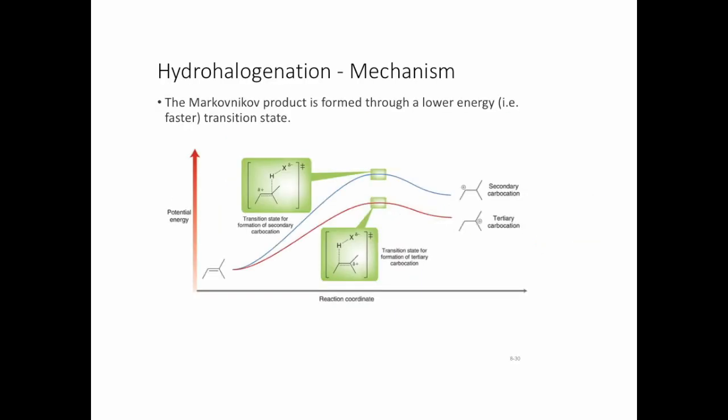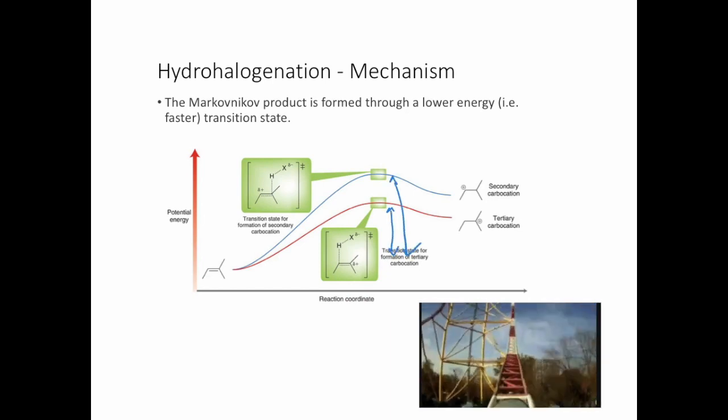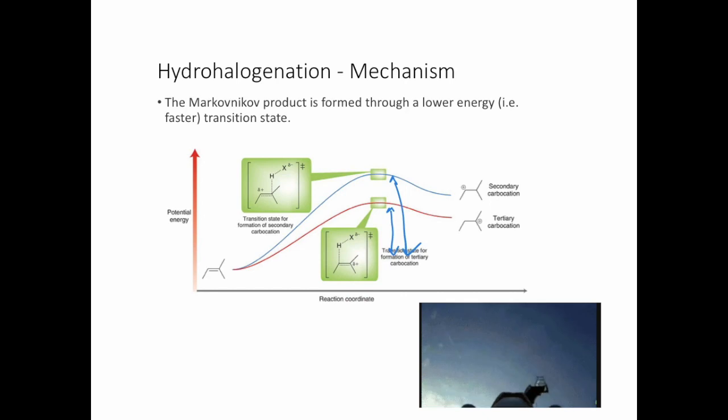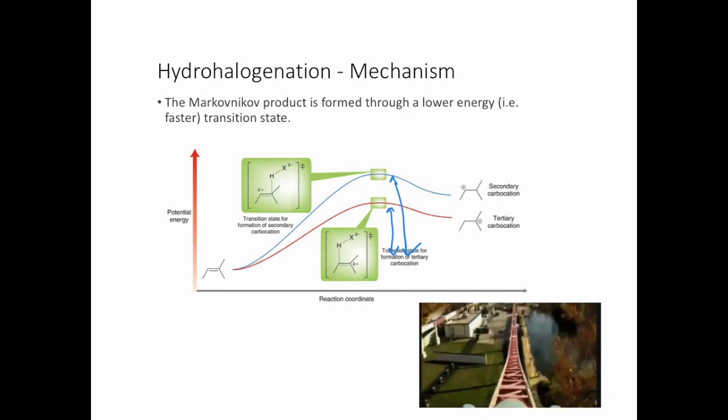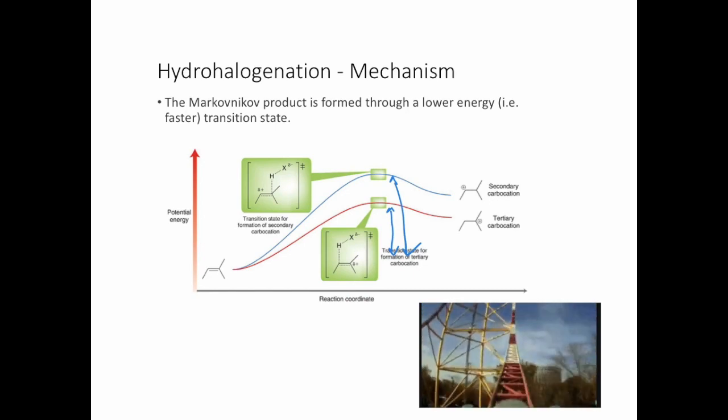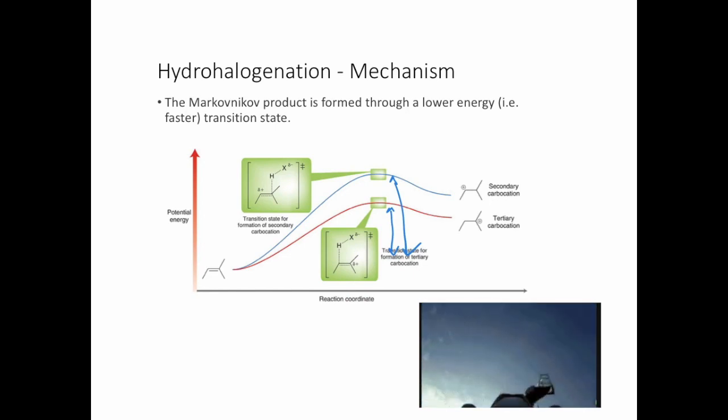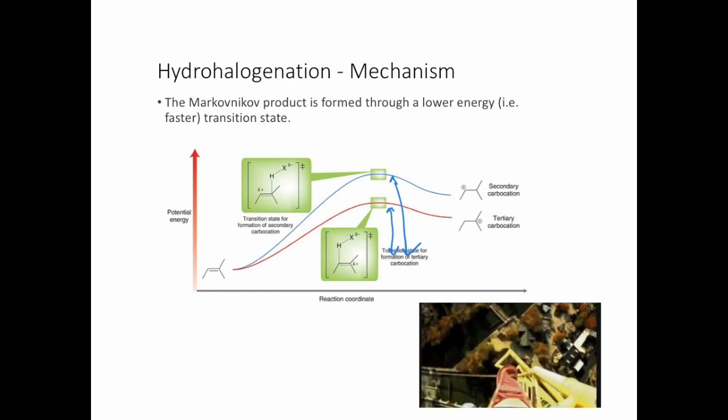The Markovnikov product is formed because it will proceed through a lower energy transition state. And the reason that is lower in energy is because the more substituted carbocation that's forming in the transition state is more stable. So remember, the height of that hill tells you how fast or slow a reaction will be. So since the hill is smaller when you are on your way to forming the tertiary carbocation, that will occur faster. And that's why you get this product selectivity.